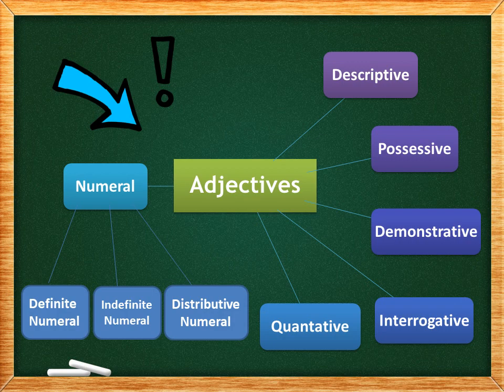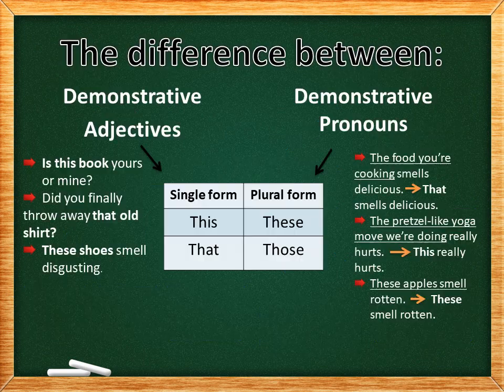Adjectives are words that modify nouns and pronouns. They are one of the 8 parts of speech and their function is to give some additional information about nouns. The types of adjectives are descriptive, possessive, demonstrative, interrogative, quantitative, and numeral, which are divided into 3 groups: definite, indefinite, and distributive numeral adjectives. Now let's look into the differences.